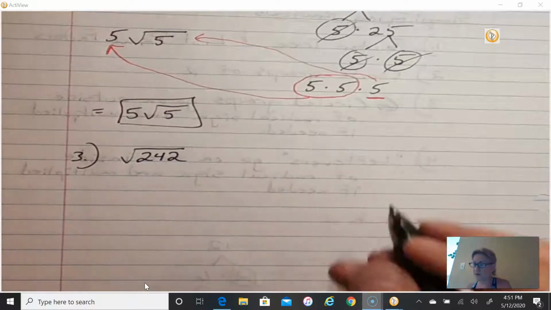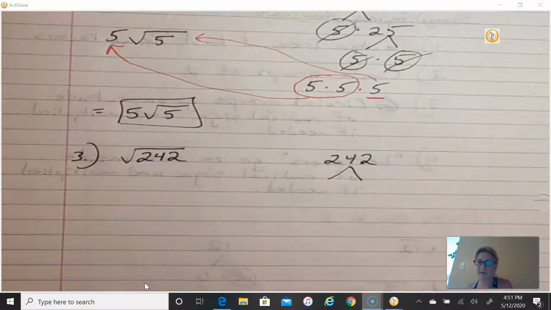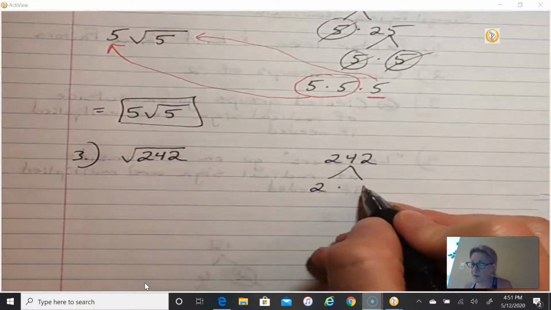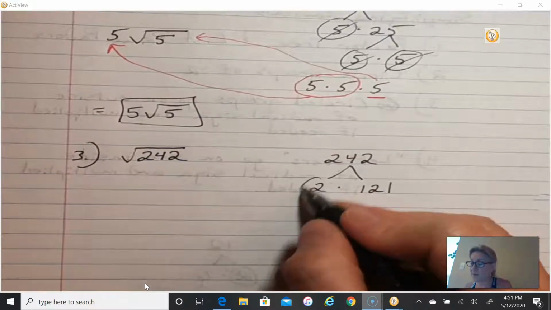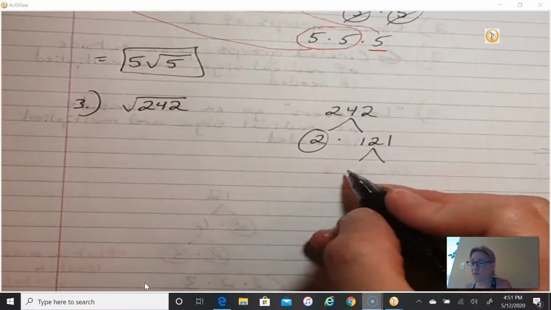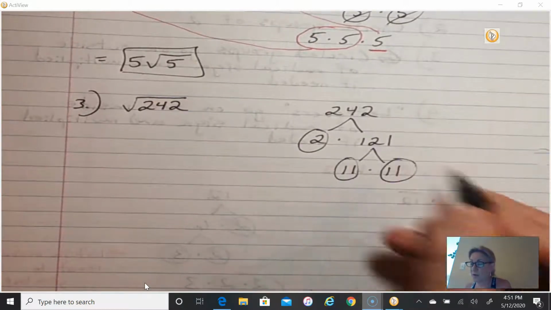242. Square root of 242. All right, you're going to do the factor tree. And 2 goes into 242 121 times. 2 is my prime. So what 2 numbers when multiplied give me 121? 11 times 11. Those are prime.